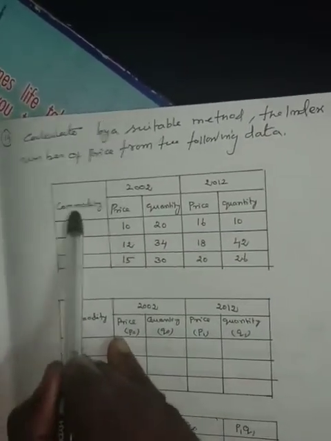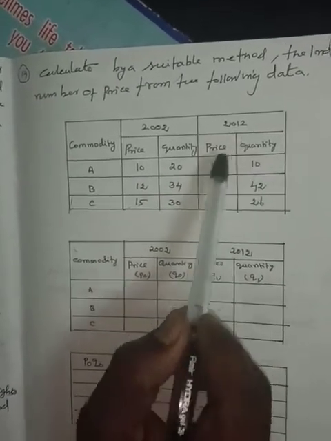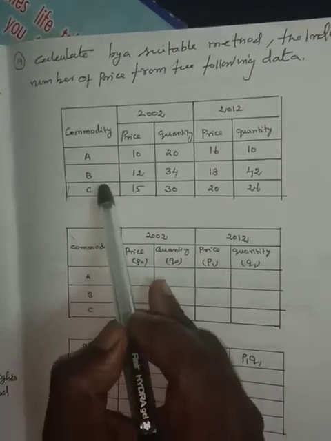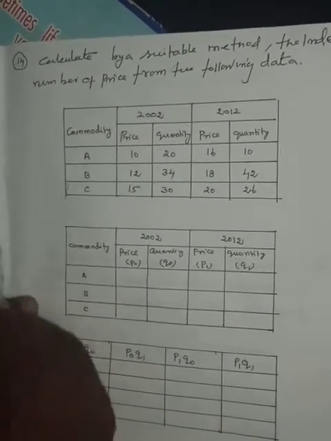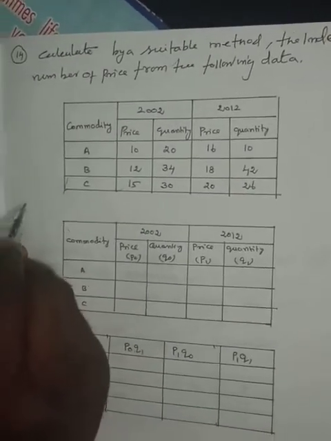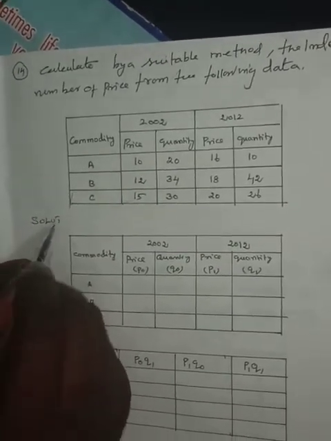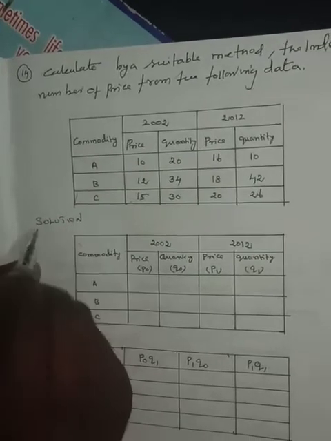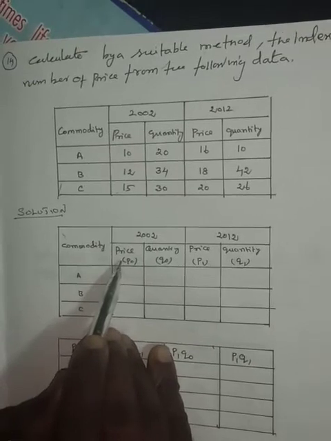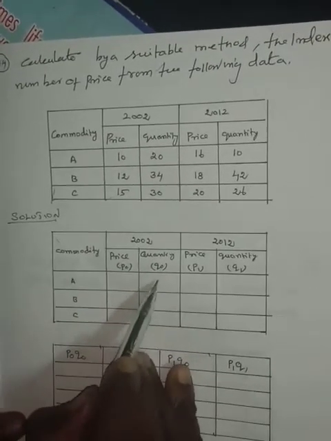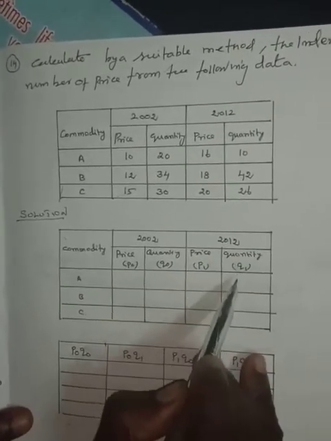Data is: commodity, 2002 price and quantity, 2012 price and quantity. A, B, C are the commodities. Okay, now the solution of question number 14. Commodity, 2002 price P0, quantity Q0, 2012 price P1, quantity Q1.